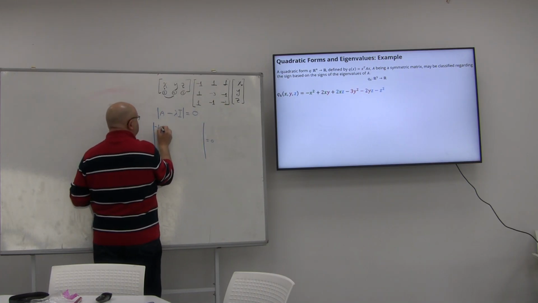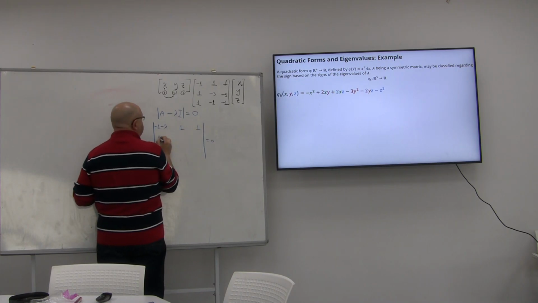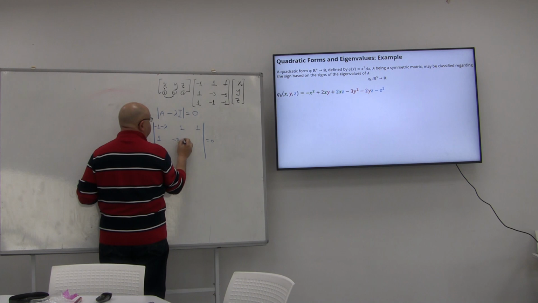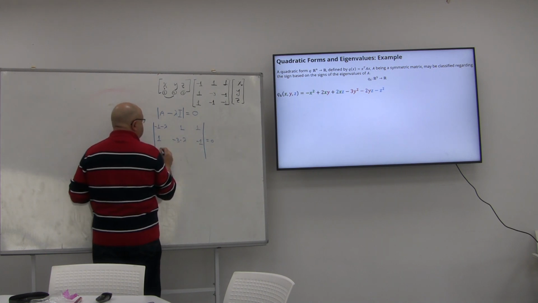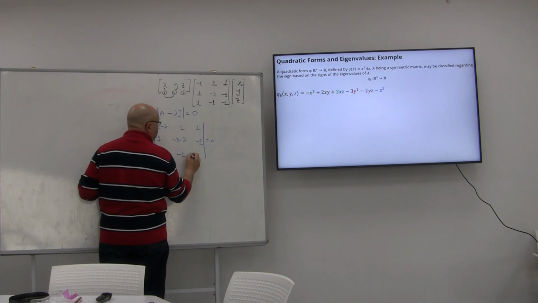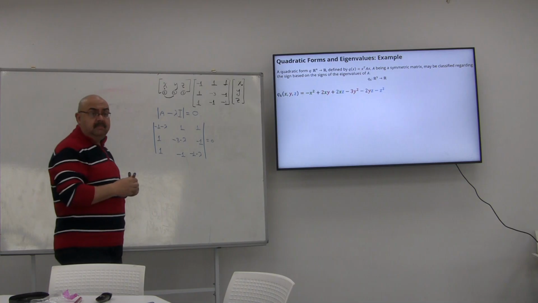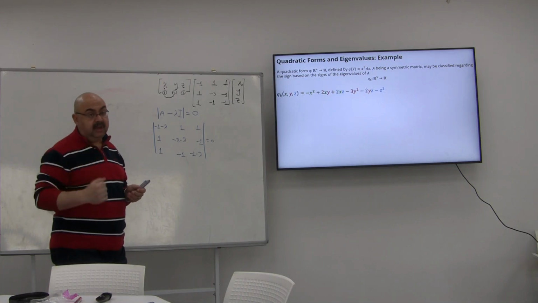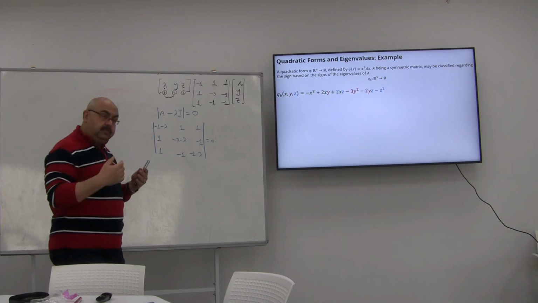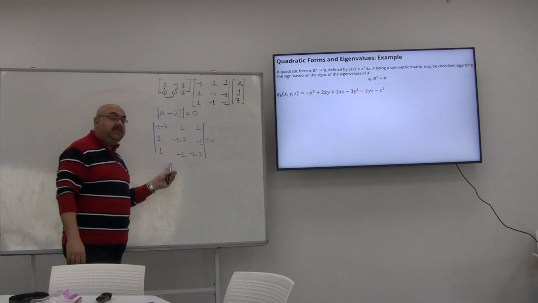So it's going to be -1 minus lambda, 1 and +1. This is going to be 1. This is going to be -3 minus lambda. And for the last number, it's -1. This is going to be +1, -1, and -1 minus lambda. Solving this equation will give me the values of the eigenvalues. How to expand this determinant?